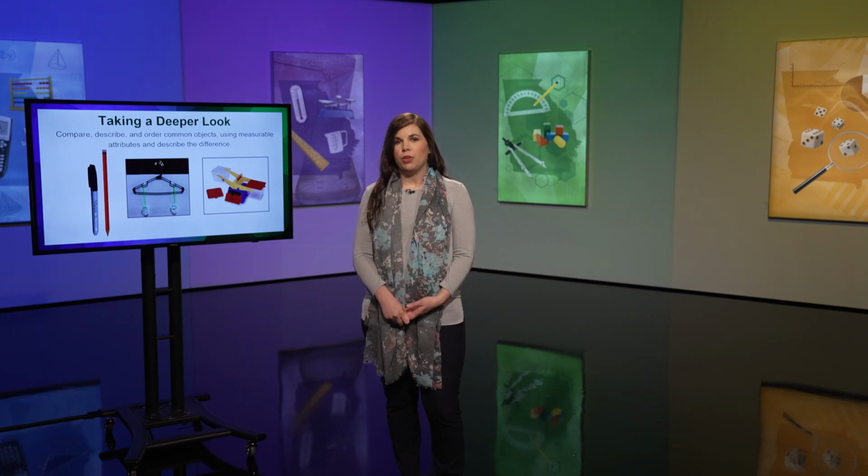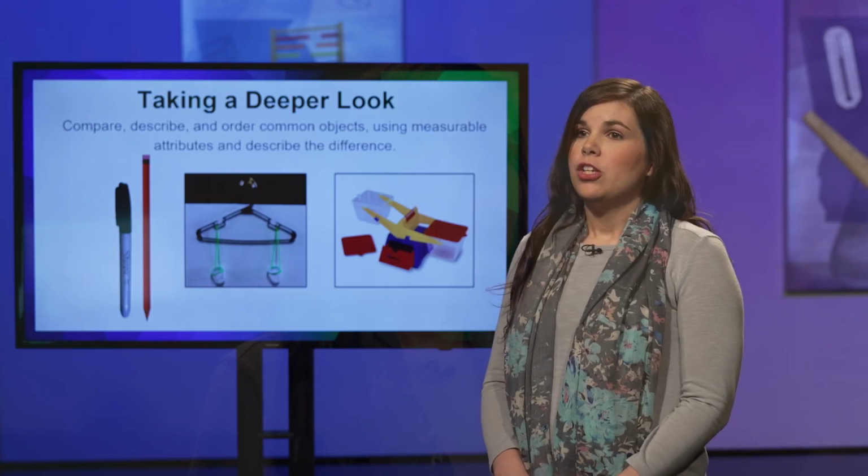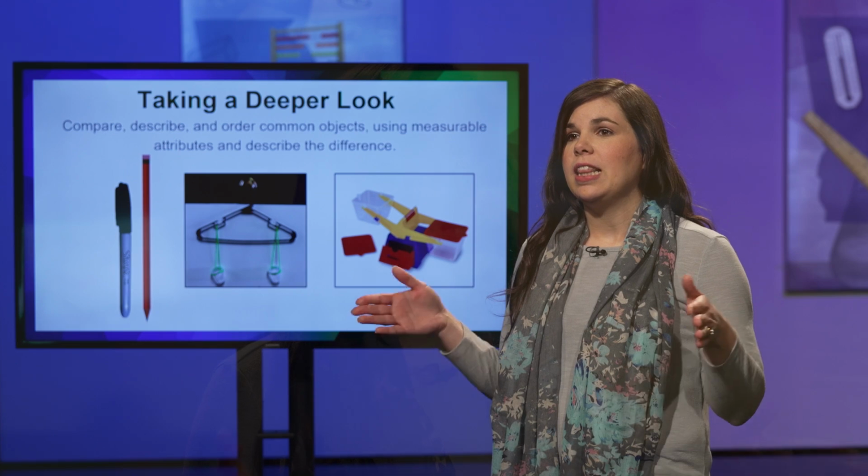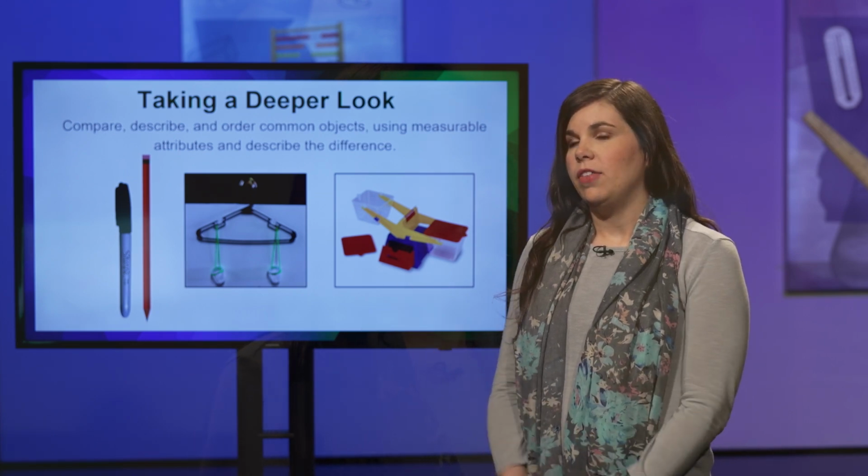As students explore the attributes of length, height, width, and weight, they should also be able to discuss the difference between the different measurable attributes. For example, students should know when they are referring to how long an object is, they're referring to the length and not the weight of the object.